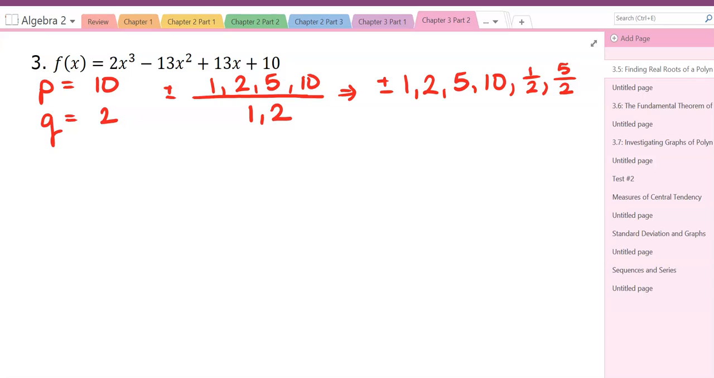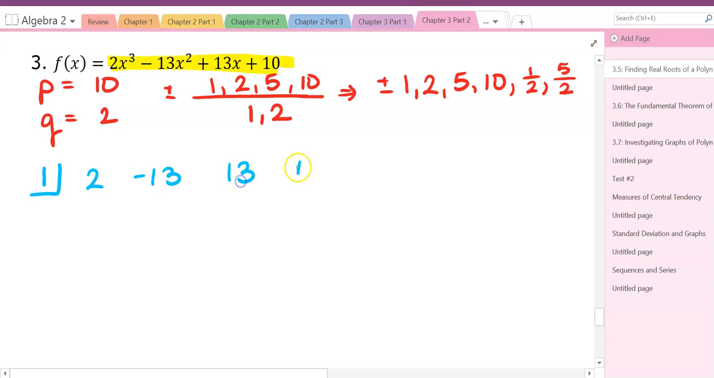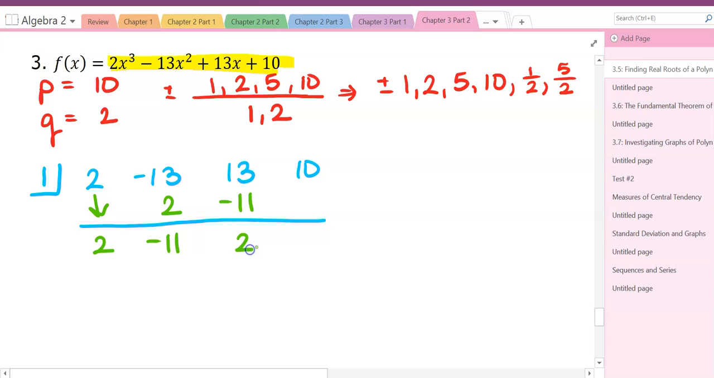So let's go ahead and start with a 1 and see if it works. What are my coefficients from this equation? Good. Okay, bring down that first number. Multiply, so you get 2 underneath the negative 13. So you add, you get negative 11. Times 1 is negative 11. Plus positive 13 is 2. Times 1 is 2. 10 plus 2 is going to be 12. So was that a factor? No, because I didn't get a 0 for my remainder. So 1 does not work.